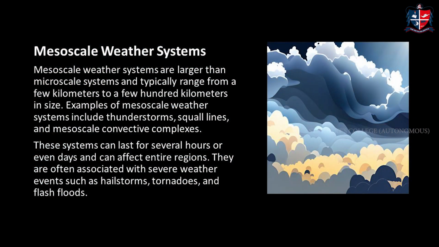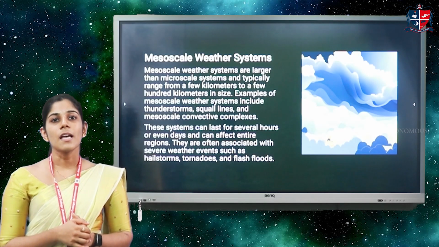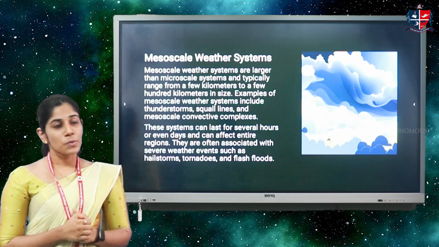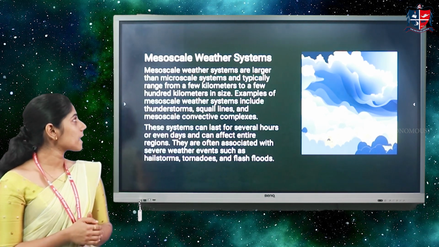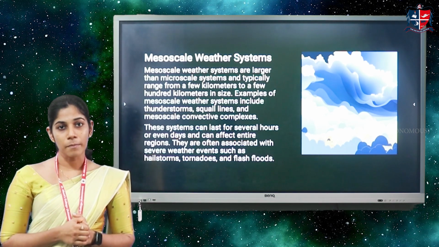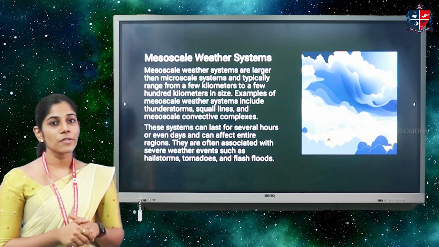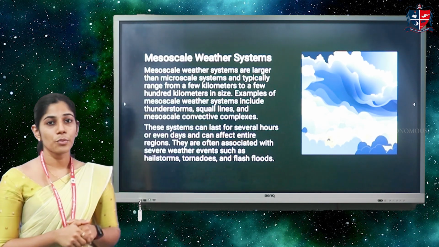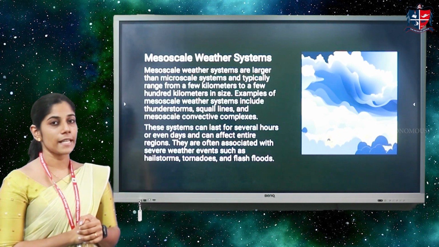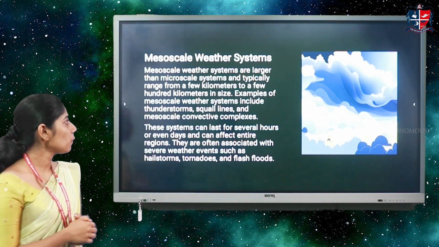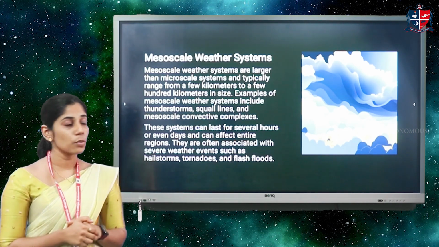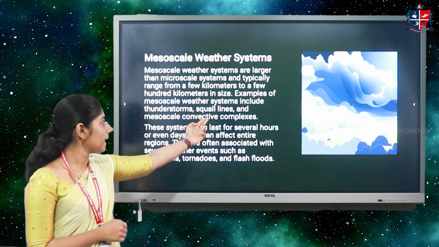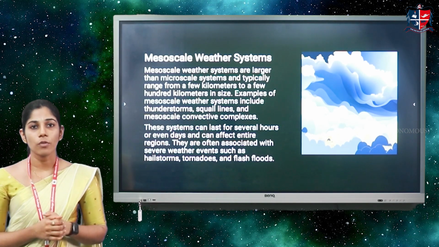Now, we are moving on to the second classification of weather system, that is the mesoscale weather system. Mesoscale weather systems are larger than microscale systems, and typically range from a few kilometers to a few hundred kilometers in size. Examples of mesoscale weather systems include thunderstorms, squall lines, and mesoscale convective complexes.